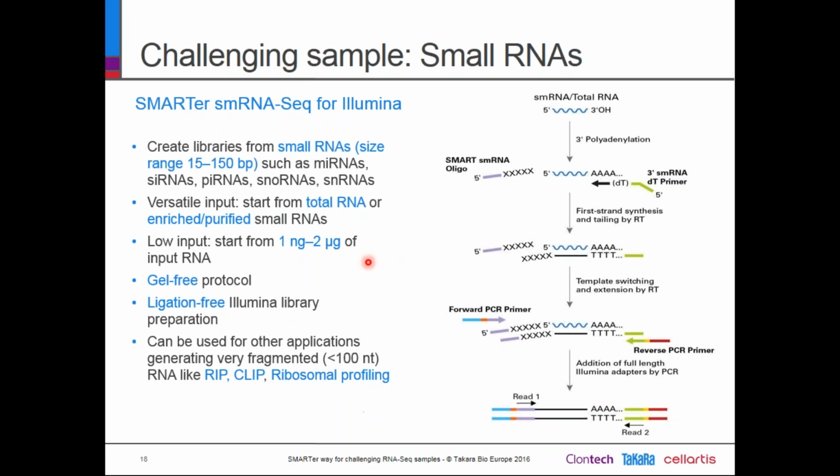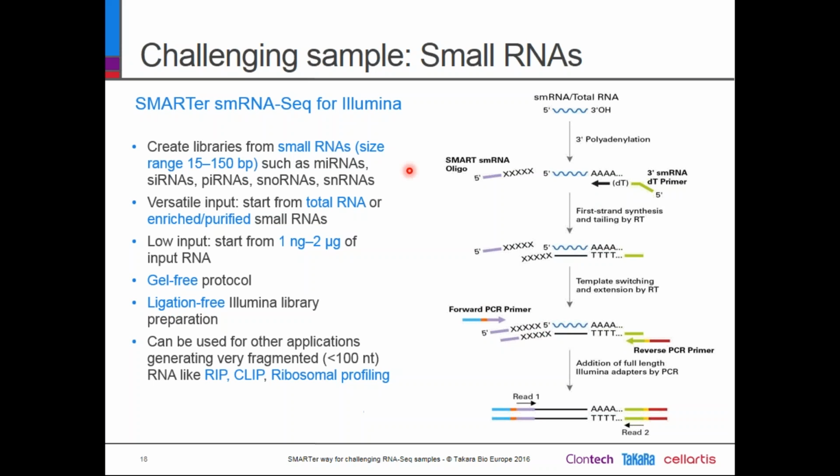The input of this kit is only 1 nanogram, and what is nice about it is that you can start with total RNA or with an enriched fraction if you wish, but if you only have 1 nanogram of total RNA, it works perfectly fine. The protocol is also gel-free, and by gel-free it means that you don't need to do this PAGE purification that most small RNA protocols require. We provide 2 options for the size selection. One is using beads, and the other one is using a BluePippin machine.